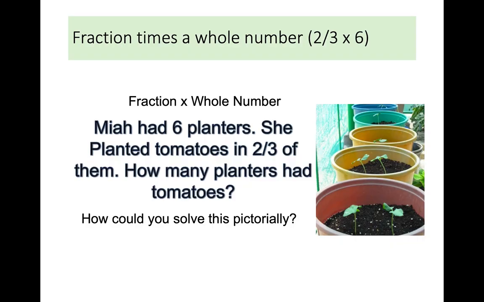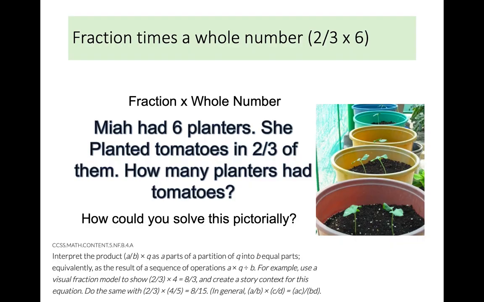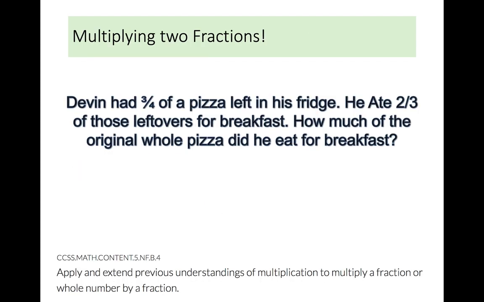When we go back to the PowerPoint here, we can see that actually this is a 5th grade standard. So again, there's a progression through the grades; it doesn't happen all at once. But if you look at the standard on the bottom, it says interpret the product a over b times q, that's a fraction times a whole number, as parts of a partition of q into b equal parts. Meaning, like we just saw, we took 6 into 3 equal parts and took 2 of them. So that's what we're looking at there in a 5th grade standard visually.